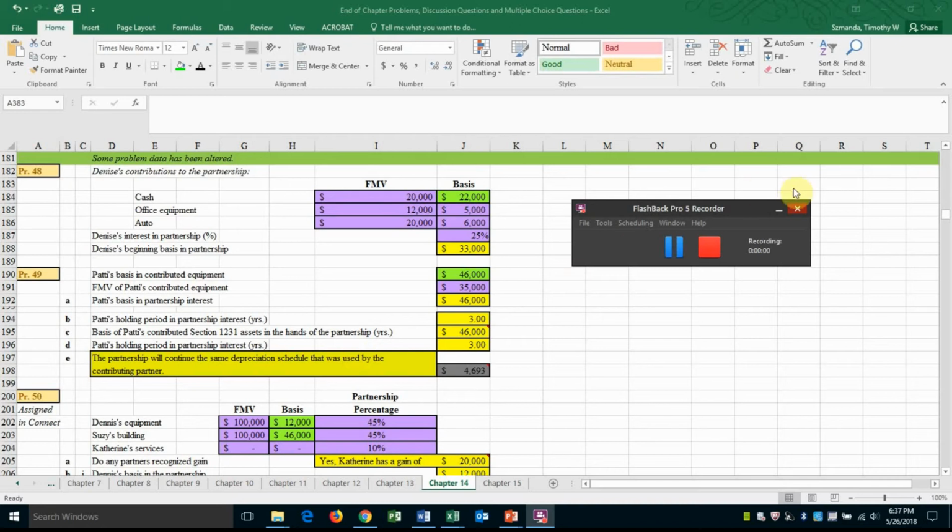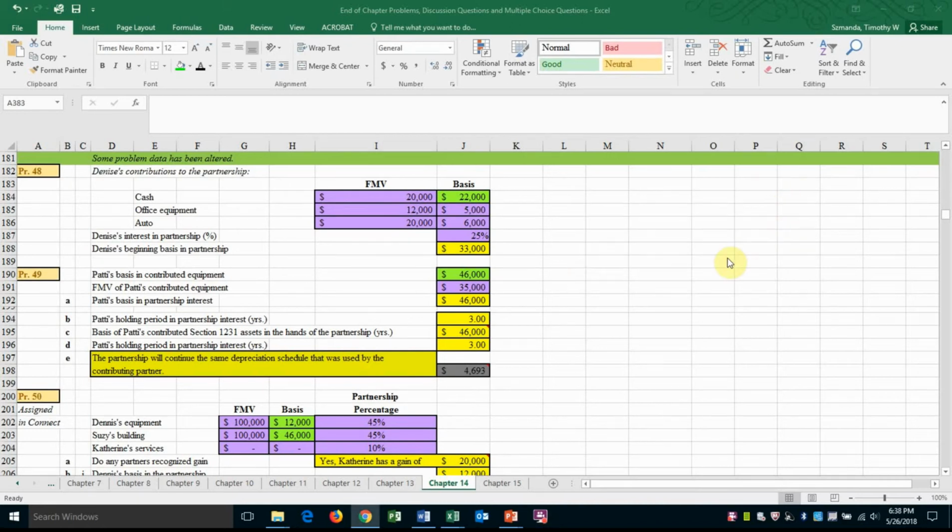So we'll be taking a look at some of the Chapter 14 problems found at the end of the chapter, and some of them will correlate directly to your Connect assignment. I have, as I usually do, altered the data in some of these problems, but I'll walk through some of them to show you how to resolve some of these problems and calculate the final solution.